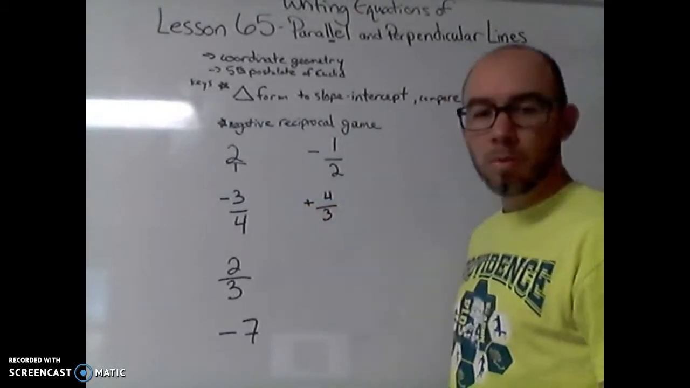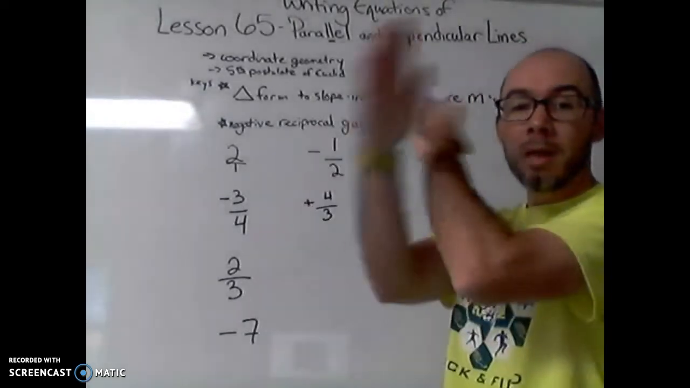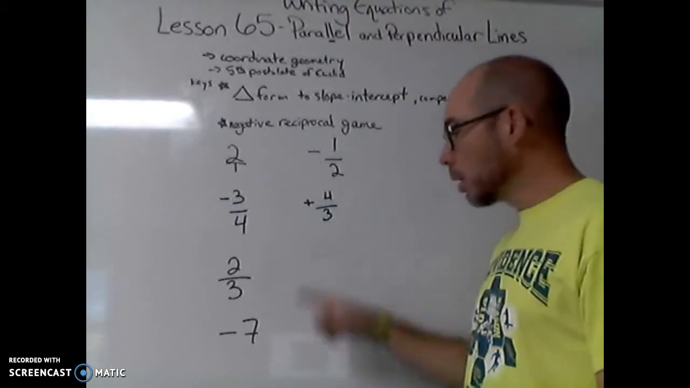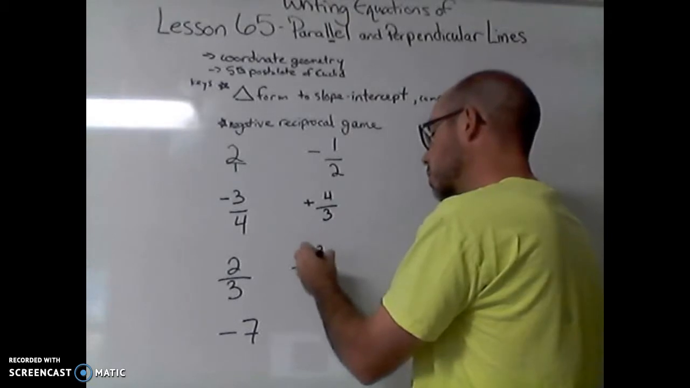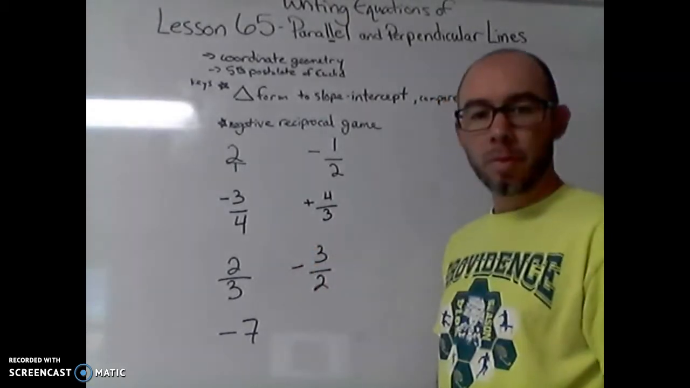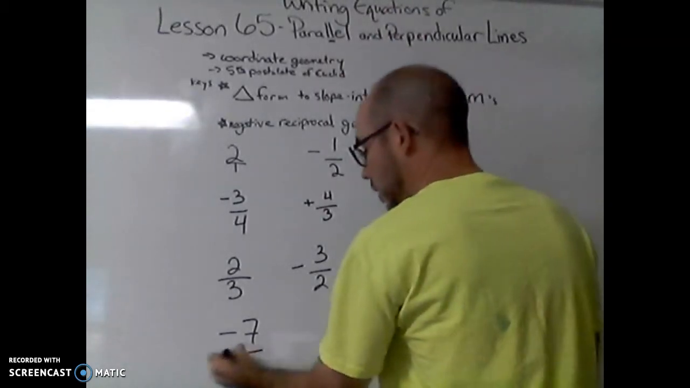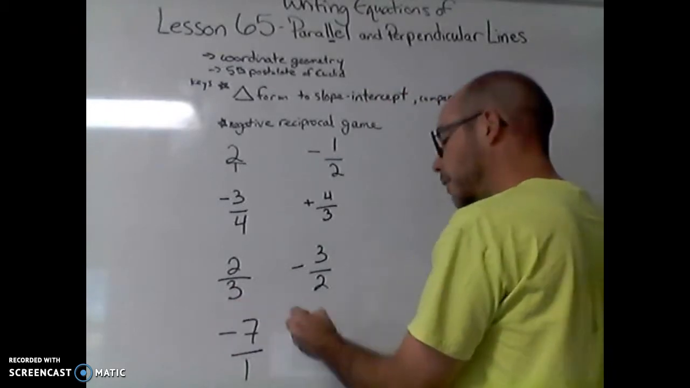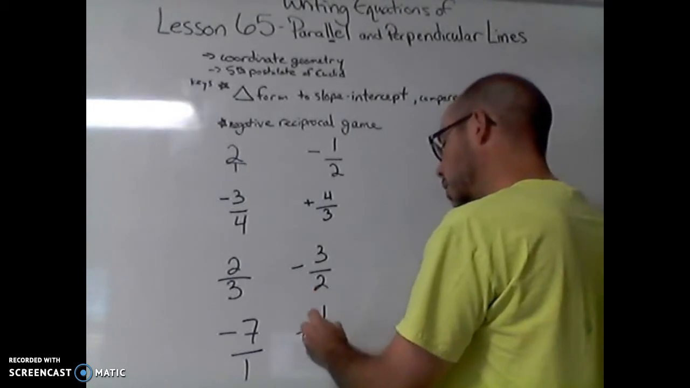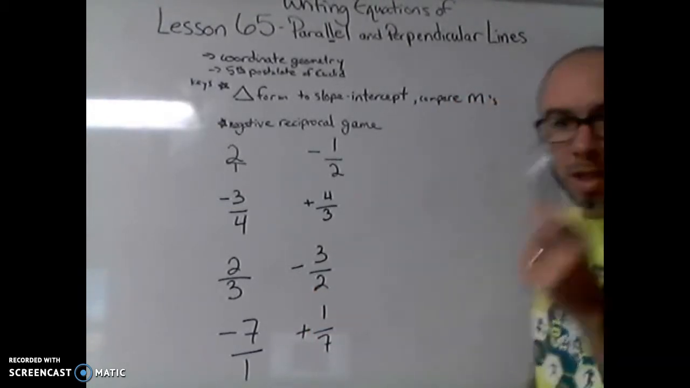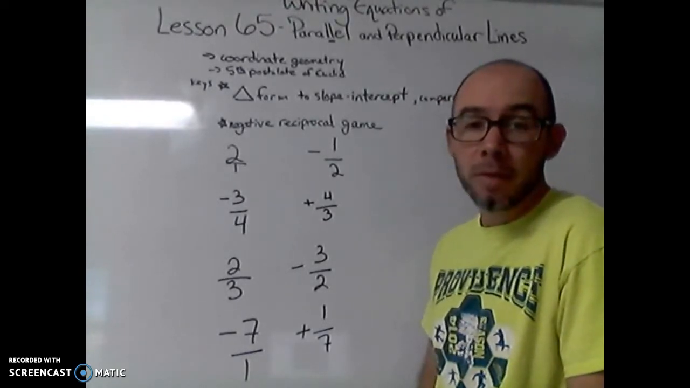4/3. If there are two lines with slopes of negative 3/4 and positive 4/3, they'd be at right angles to each other. For 2/3, the negative reciprocal is negative 3 over 2, perpendicular. And negative 7, well, that's negative 7 over 1. The negative of a negative is a positive, and the reciprocal of 7 over 1 is 1 over 7. If you can keep that in mind, you'll be able to write perpendicular slopes pretty easily, given the information.